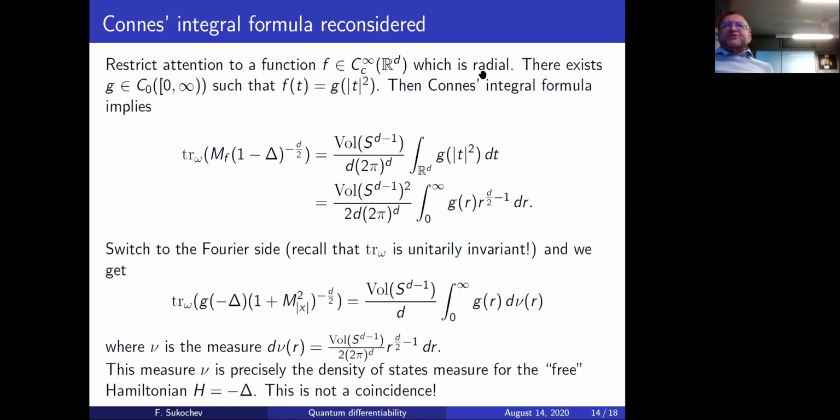Now have a look at what is actually happening here. I replace the measure on the right-hand side of the formula with d nu of r, taking the density into this measure. And now look at what happened. On the right-hand side, by some miracle, I actually have the density of states for the free Hamiltonian from which I started. In the span of 3 or 4 or 5 minutes, I actually demonstrated to you that there is a direct connection between this Connes trace formula on the left-hand side and the density of states measure. That was the first observation which we made and which underlies our future work.